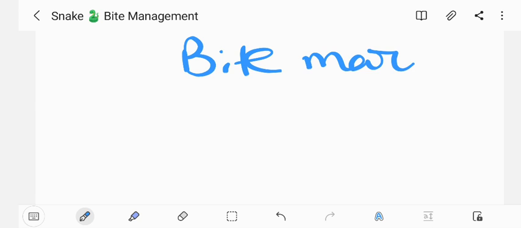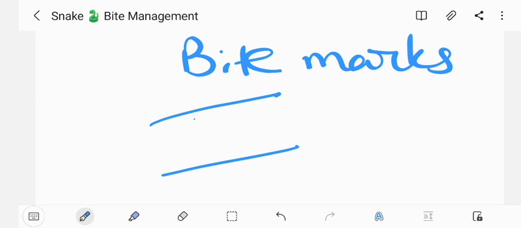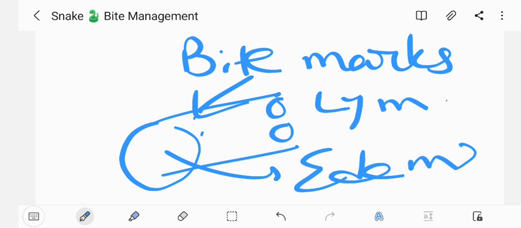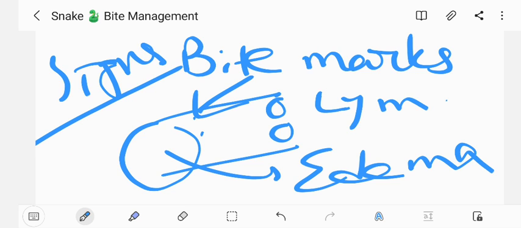Usually two small dots will be seen as bite marks, or there will be some local lymphadenopathy, and there may be edema of the limb. So the signs of snake bite are mainly three: bite marks, lymphadenopathy, and edema.